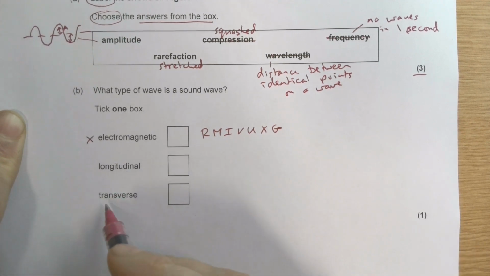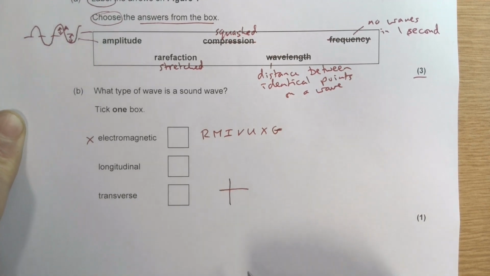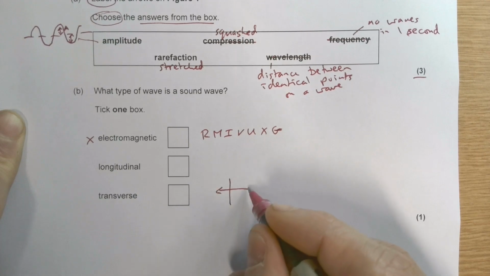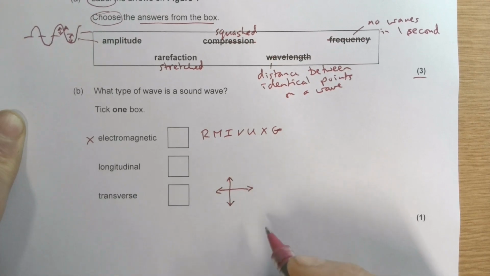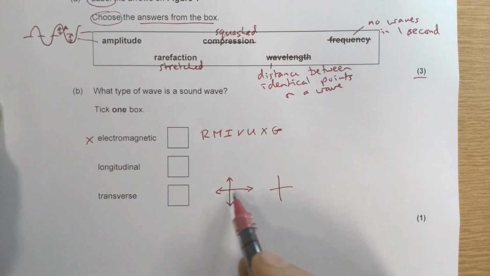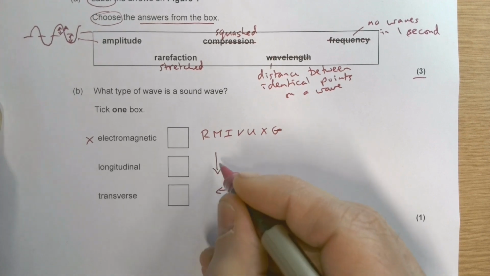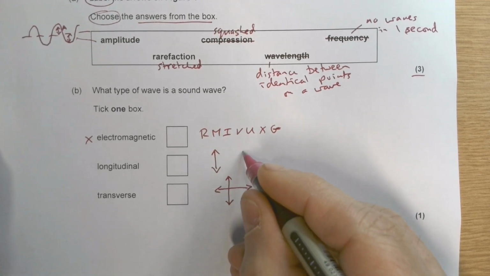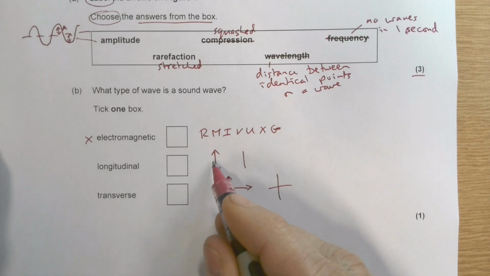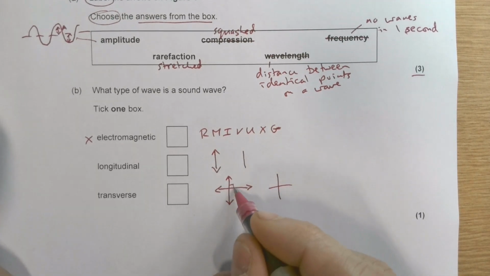So longitudinal or transverse. Transverse, we have oscillations at right angles, so we use T for transverse. Transverse is oscillations at right angles to the direction of travel. Longitudinal oscillations are in the same direction as the direction of travel. So there's only ever one direction of movement, forwards and backwards, whereas in transverse there are 2 planes of movement with a right angle between them.